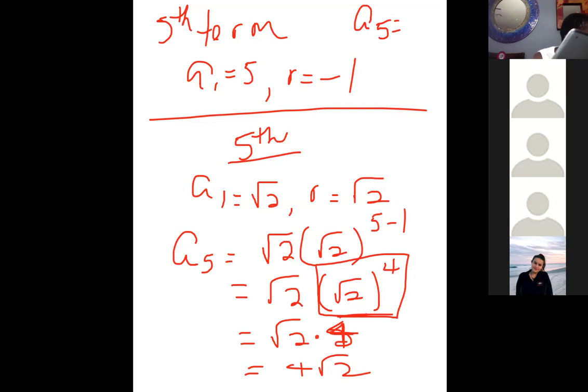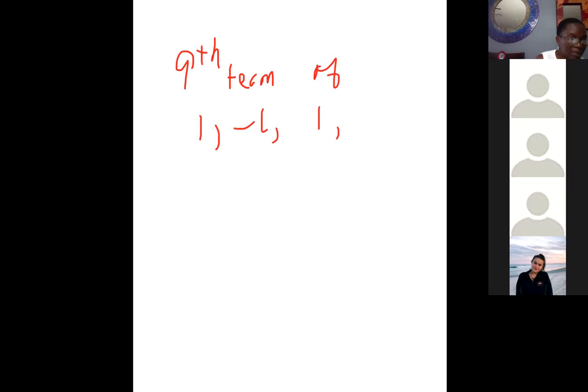Okay, let's see. Here comes another one. I'm going to delete this one right here. I want to find the 9th term given 1, -1, 1. What are we multiplying by, guys? What's the common ratio? Remember, this is multiplication, not addition. I said addition, I'm sorry. -1. So we want to find the 9th term.